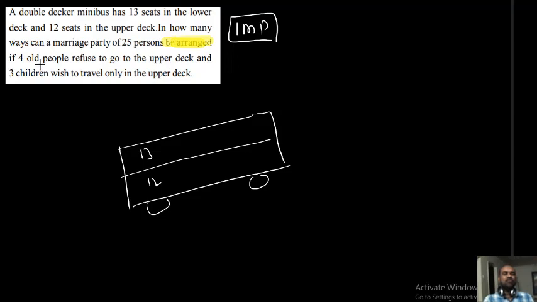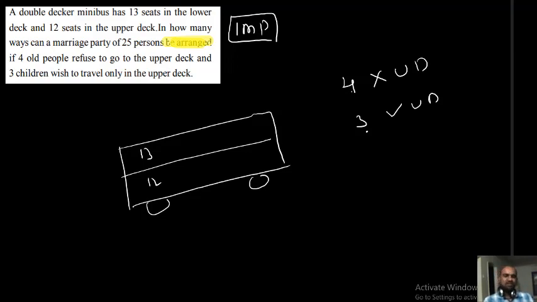So 4 old people refuse to sit in the upper deck. They don't like to sit in the upper deck. Sorry, 3 children wish to sit in the upper deck. They want to sit only in the upper deck. These 4 old men don't want to sit in the upper deck. They want to sit in the lower deck. We want to arrange in such a way.